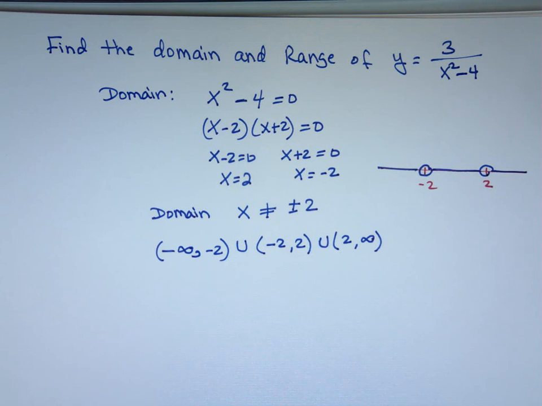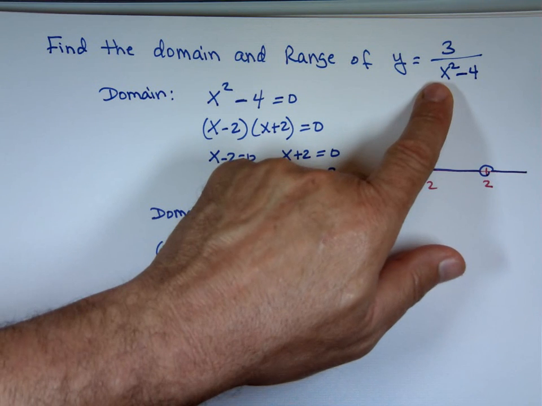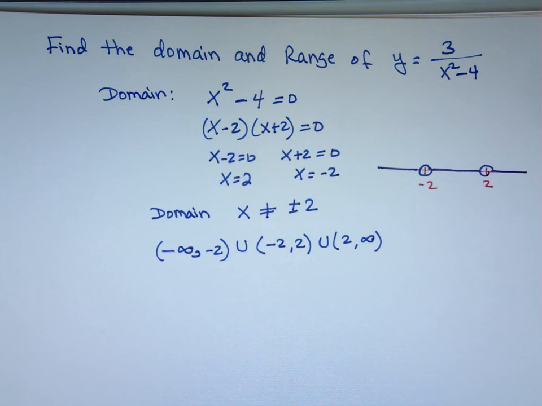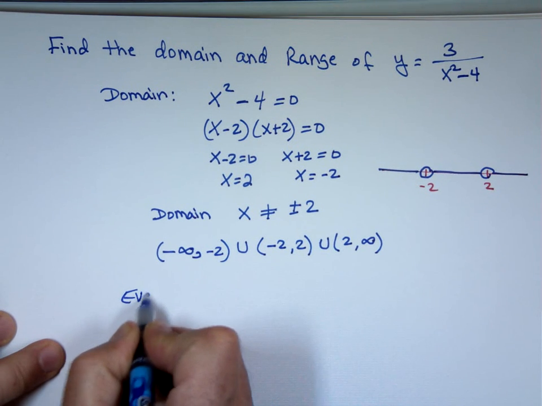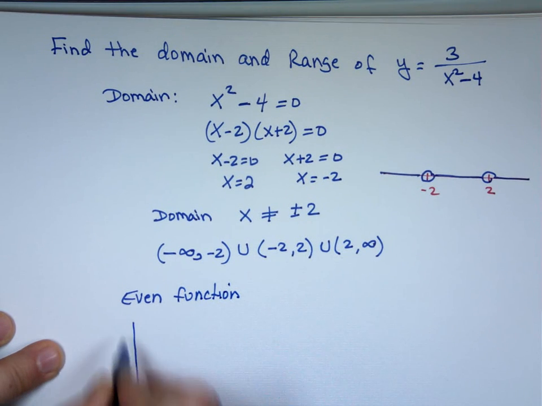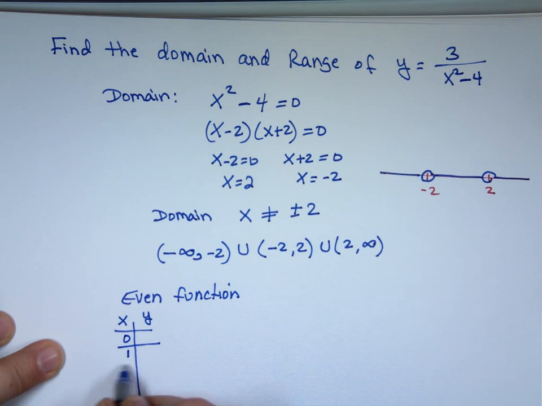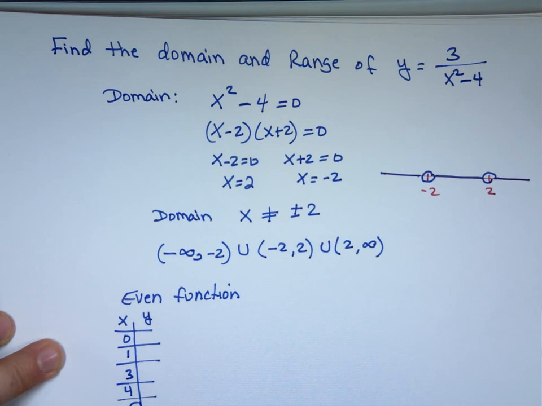How do you know it's symmetric with respect to the y-axis, or even function? You replace x with negative x. If it doesn't change, your function is symmetric with respect to the y-axis. If I do that here, my function will not change. When you take the negative x and you square it, still what? x squared. So that's an even function. So when I graph that, I only have to graph one side of it. When I pick values for x, otherwise you've got to pick about 10 values. I'll try the 0. I'll try the 1. I can't use the 2. I'll try the 3, the 4, and the 5. I might need a couple more points, but we'll see.